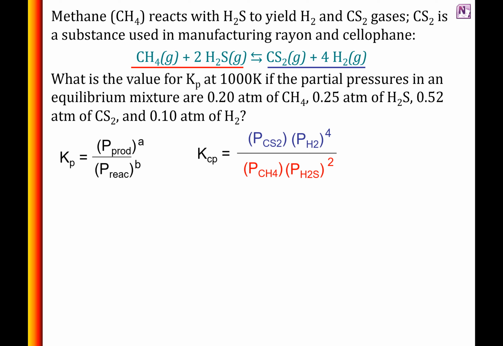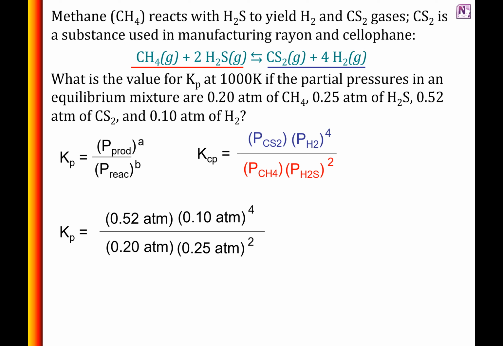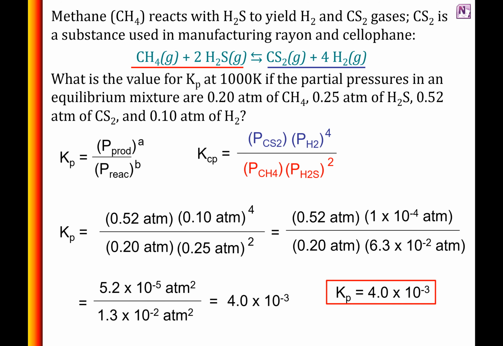Then we have our products: the pressure of CS2 times the pressure of hydrogen raised to the 4th. Then all we have to do is plug in our numbers. They gave us pressure for each of these, so take your Kp expression and plug in your numbers. Hopefully you came up with something close to 4.0 times 10 to the minus 3. Once you know how to set up your equilibrium expression, it should be pretty simple.